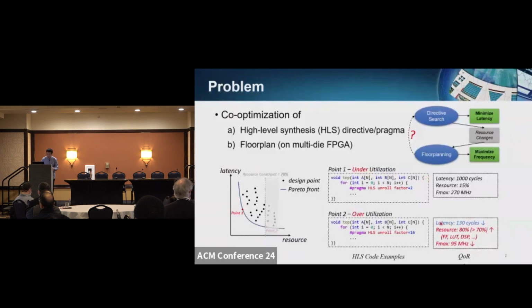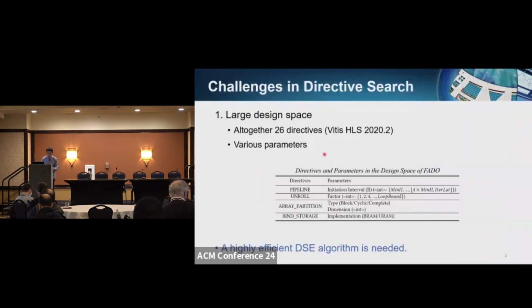Smaller latency really means you have higher parallelism and more resources needed. However, as the utilization increases, it will be difficult for the physical optimization steps to reach a high frequency. So FADO is the first work to consider the co-search of the directive and floor plan, which is vital for maximizing the performance on multi-die FPGAs. Let's first take a look at the challenges in this co-optimization.